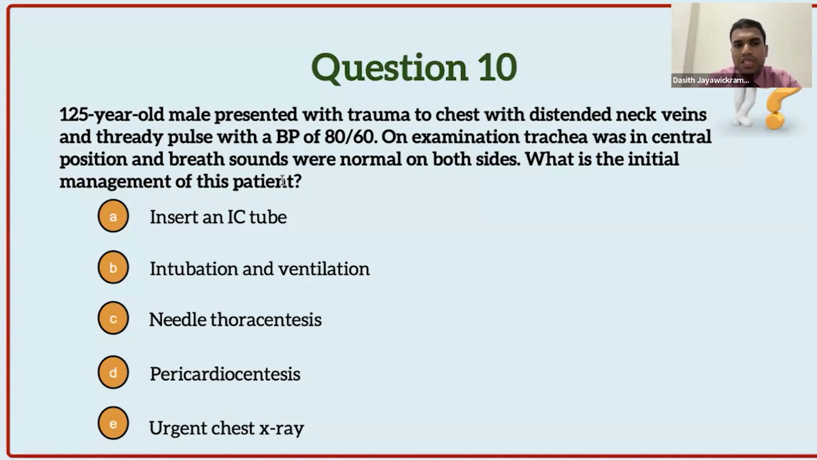So what is the initial management? Now we have to release the pressure in the pericardium. For that, we need to do a pericardiocentesis, but it needs the patient to be taken to theater. Until that time, to bridge the gap, we can do a needle pericardiocentesis. So the answer is D, pericardiocentesis. Anybody got the answer? Correct, D. Very good. Super.